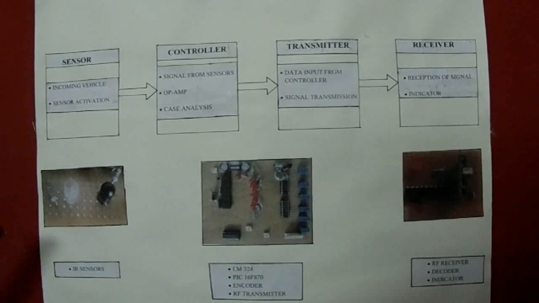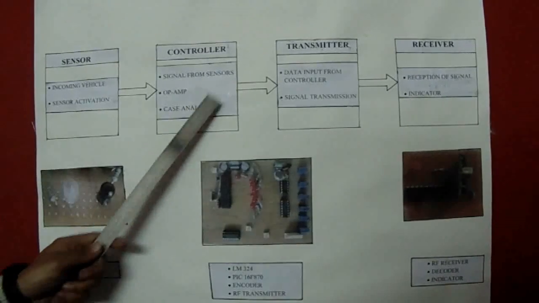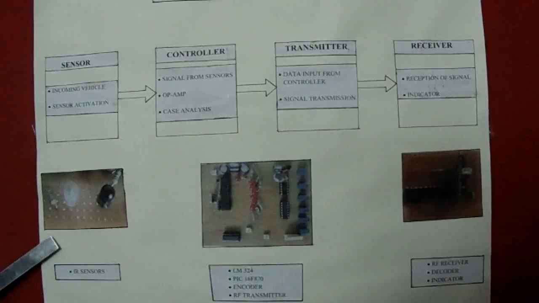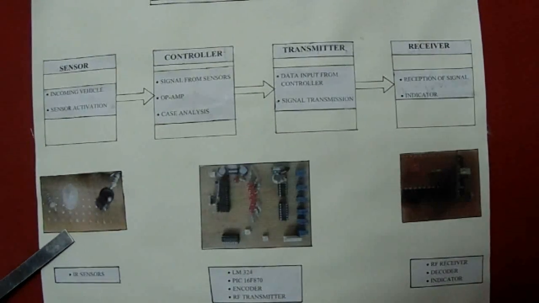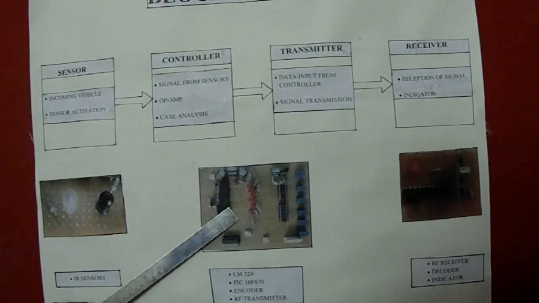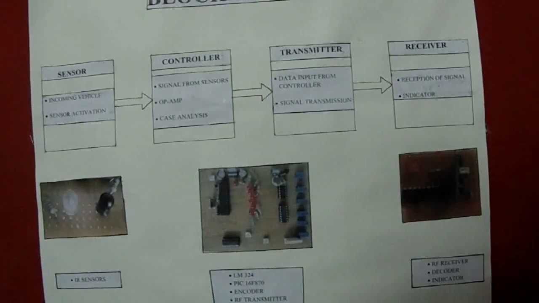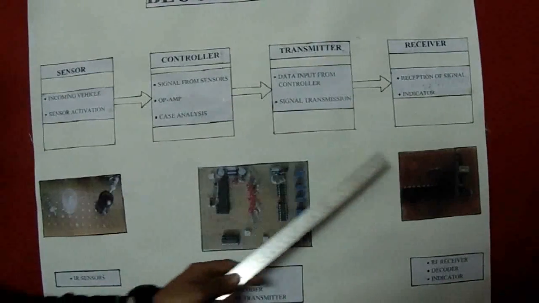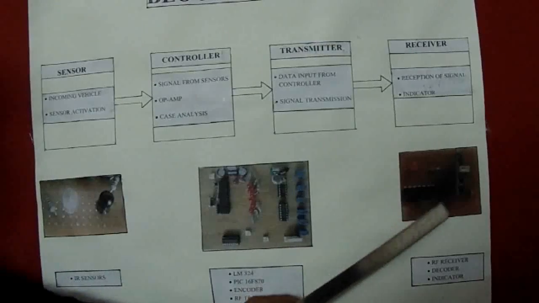There are four major functional blocks: the sensor, controller, transmitter and the receiver. For sensing incoming vehicles, IR sensors have been used. The control box consists of the op-amp and the controller IC, which does the necessary case analysis. The transmitter unit is used to transmit the necessary signal, which is sensed by the receiver present inside the vehicle.